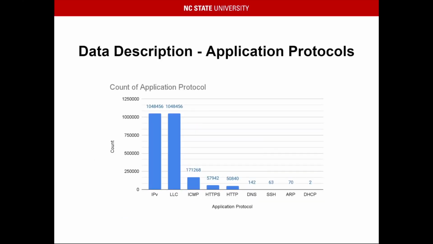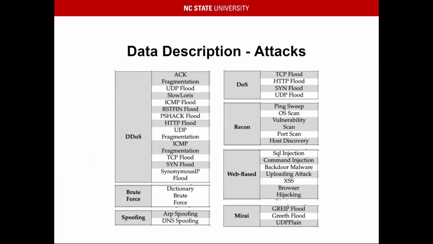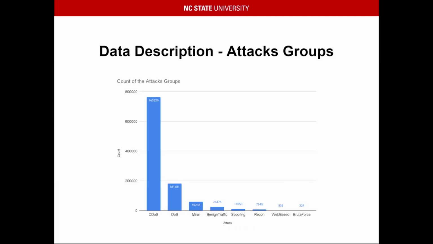And here are the statistics for the different application layer protocols. So these are the different types of attacks we are trying to classify. We have 8 broad categories: DDoS, brute force, spoofing, DOS, recon, web-based, and Mirai. And then within each of those broad categories, we have several other types of attacks. Totally, we have around 33 attacks. Most of the entries in our dataset are part of a DOS attack, which causes class imbalancing problems, which we'll discuss later and how we resolved it.